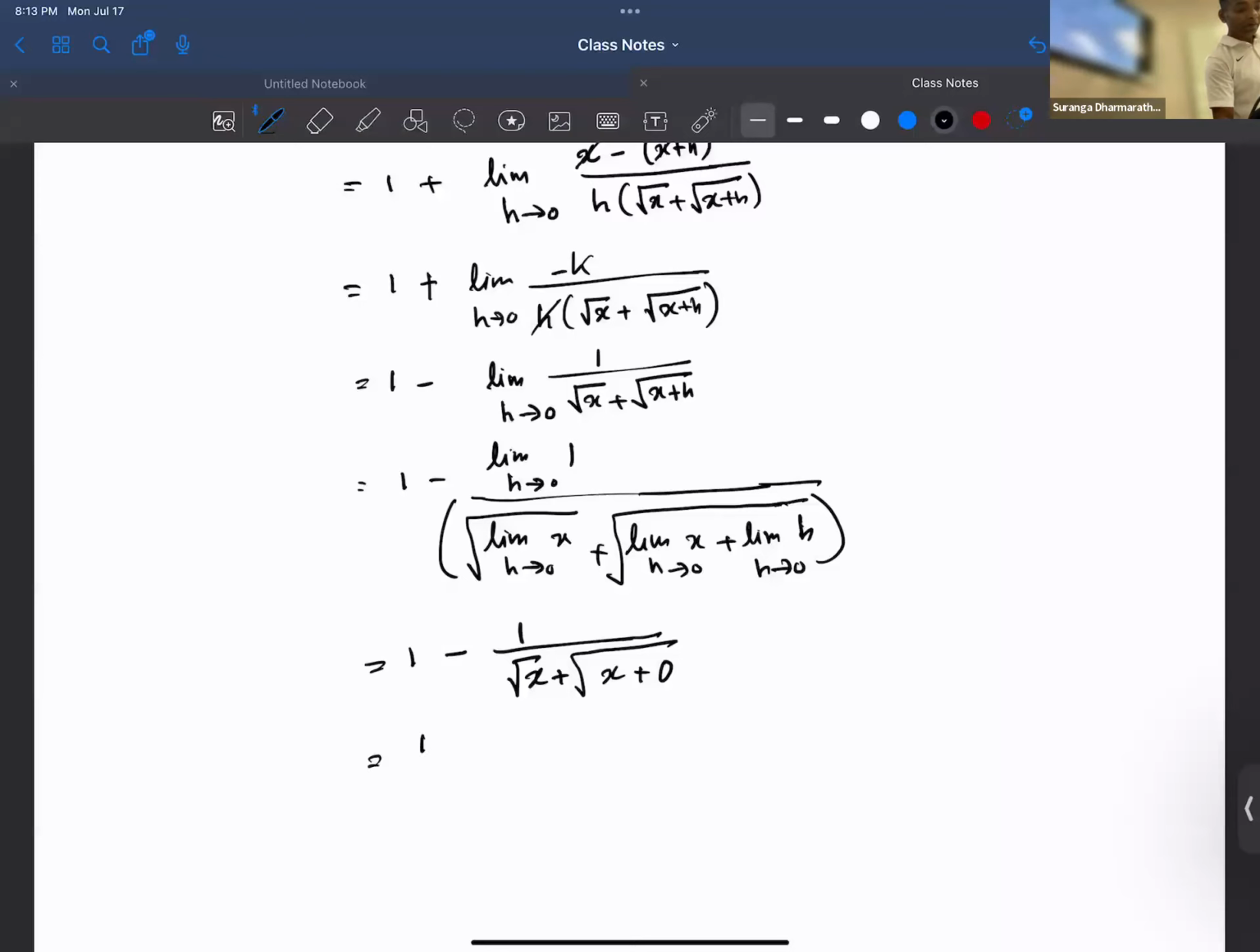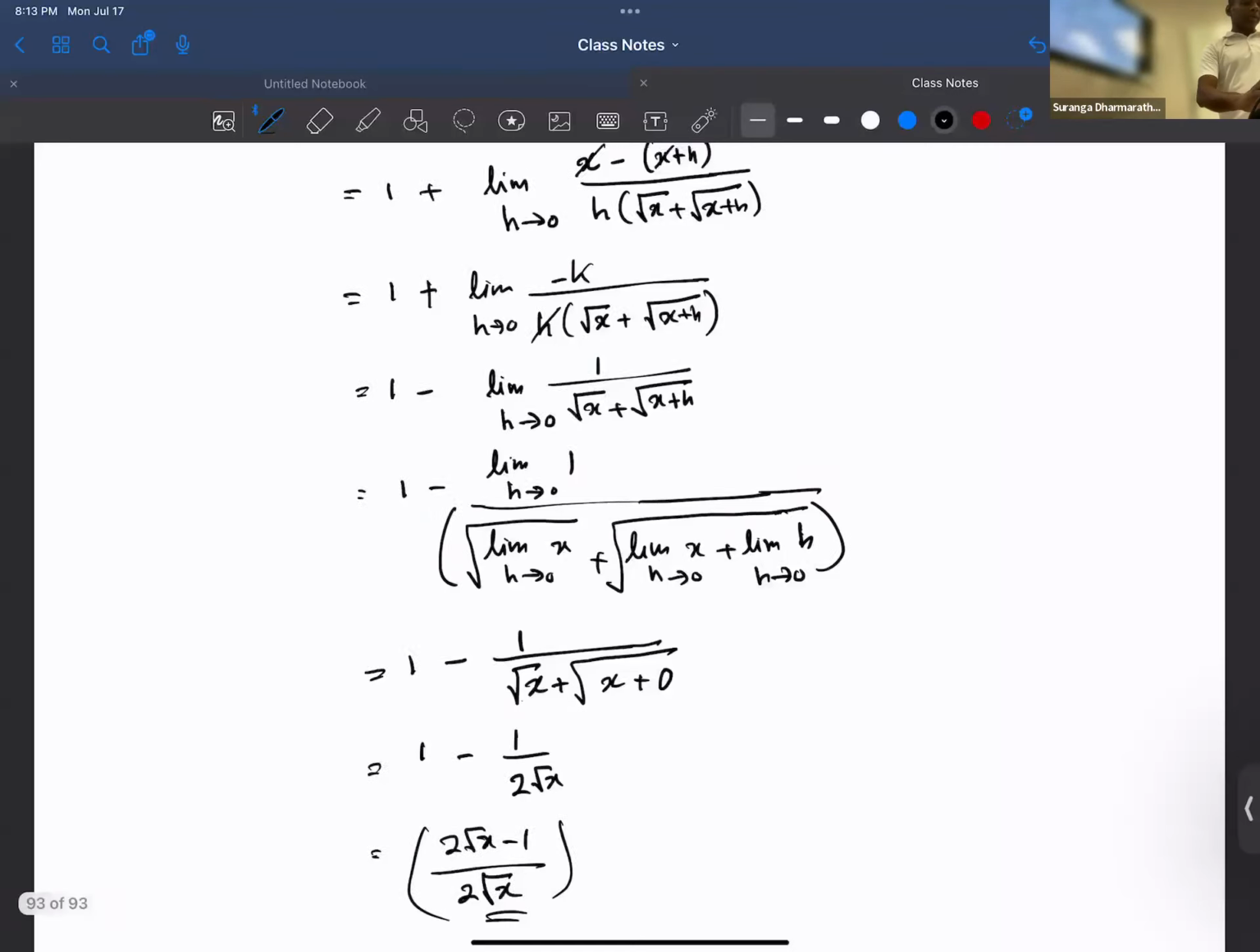So you have 1 minus 1 over, what is that? Square root of x plus square root of x. 2 times square root of x. So that's the answer. You can take a common denominator if you want to. You can take 2 square root of x minus 1, over 2 square root of x. Does that make sense? Good. That's how you do that.